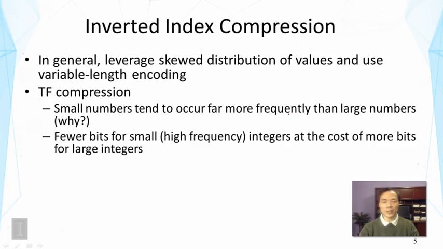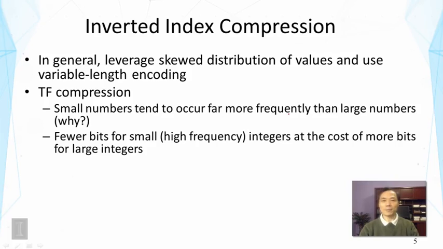So in our case, let's think about how we can compress the TF, term frequency. Now, if you can picture what the inverted index would look like, you'll see in postings there are a lot of term frequencies. Those are the frequencies of terms in all those documents.